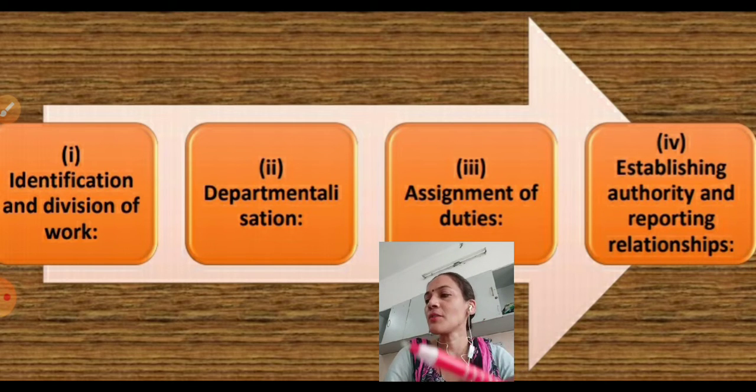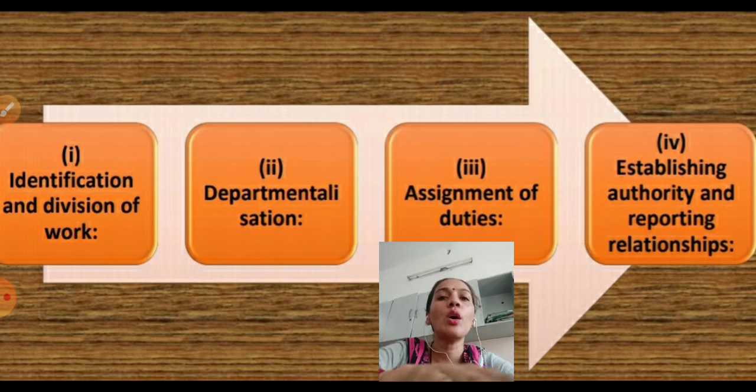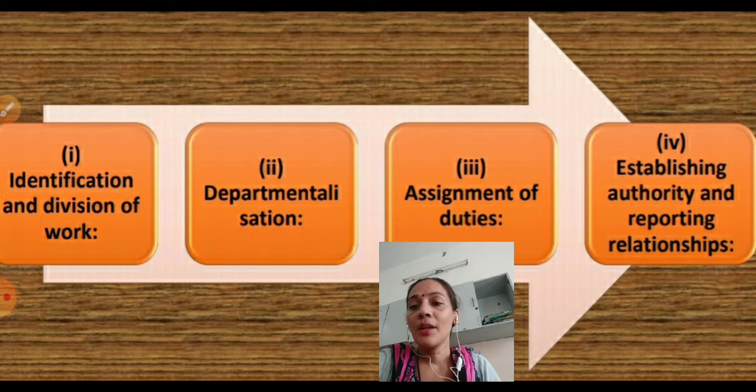First of all, let me explain to you identification and division of work. Identify means we have to first identify what work we have to do. So first of all we have to identify the work and then we have to divide the work among the departments. For example, in a bank the total work is divided among different employees.